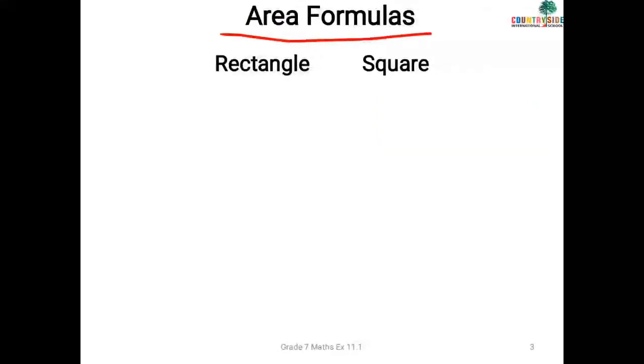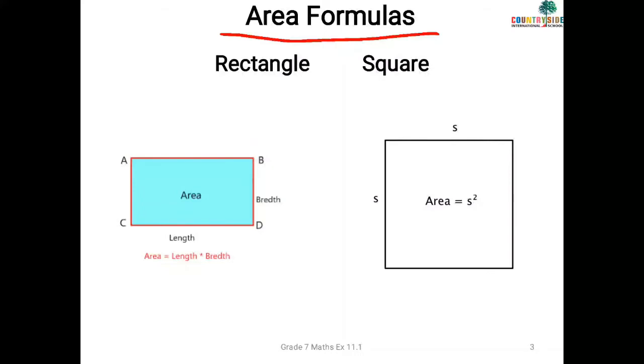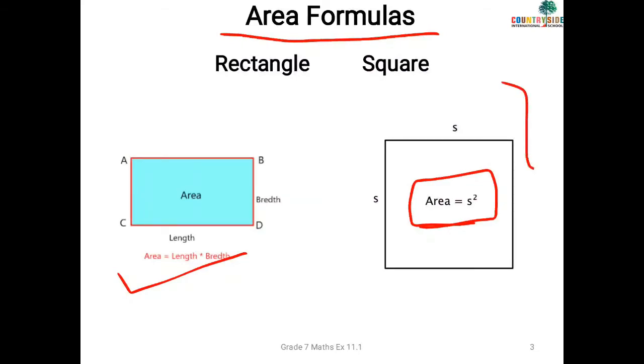Moving forward to the next topic, so let's see the first formula, that is of rectangle. So what is the formula of area of rectangle? Length into breadth. Simple. Now for the square, the formula is side square, that is side into side. So note down these formulas as well. So all these were the formulas of area. In this video we will solve 4 questions, and in the next video we will start with the remaining questions.